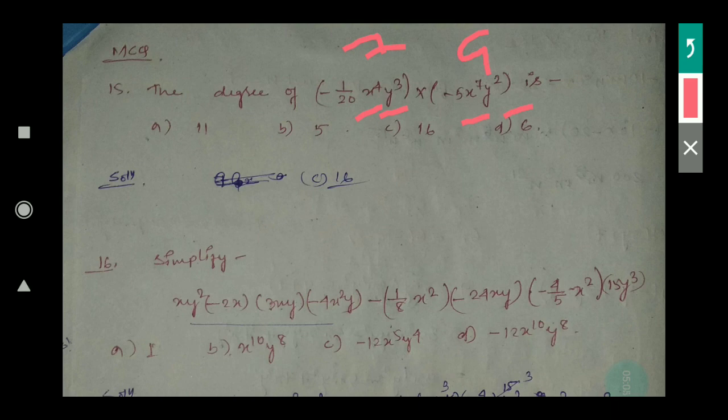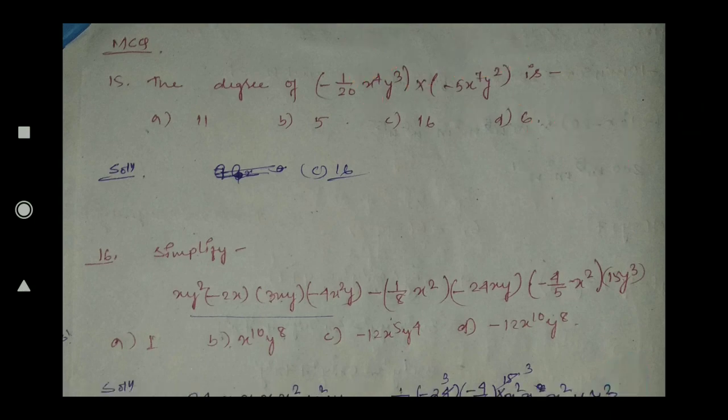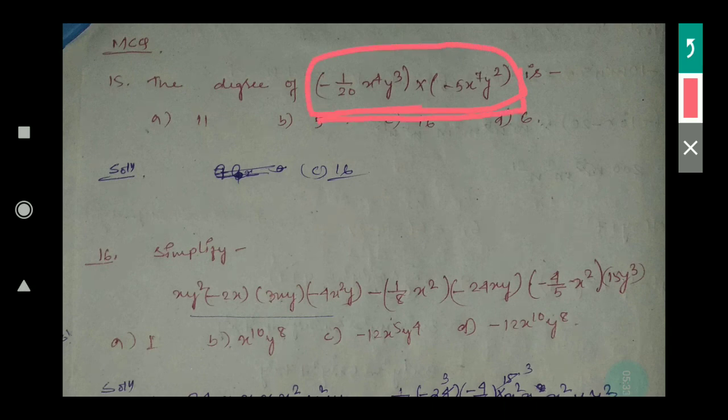If suppose plus is given instead of multiplication, at that time you have to compare which one is bigger, this 7 power or 9 power. 9 power is bigger, that means the degree of that expression will be 9. Now multiplication is given, that means all of this together is considered as one term. So only one term is given.